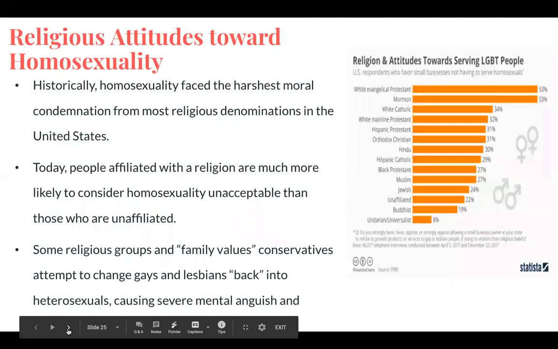Now, like I've indicated several times, when we're looking at America and its opinions about same-sex relationships and sexual minority identities, we need to be very clear that the acceptance and the tolerance and the views can vary by region, they can vary by age, and certainly one established trend is they can vary by religion. As your book notes, historically, homosexuality has faced the harshest moral condemnation from the most religious denominations in the United States.